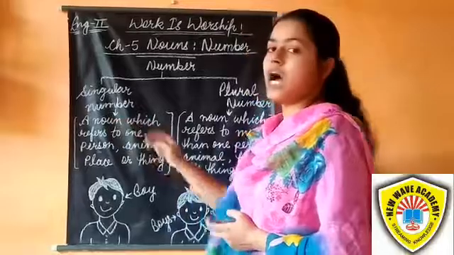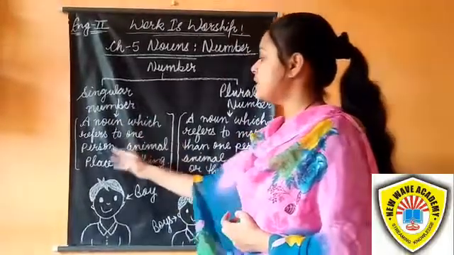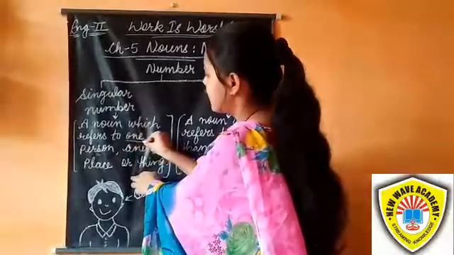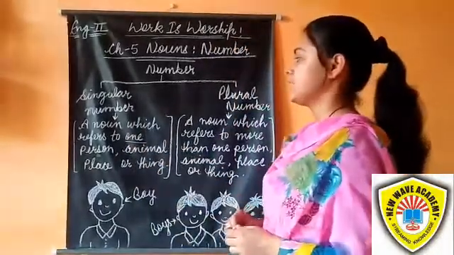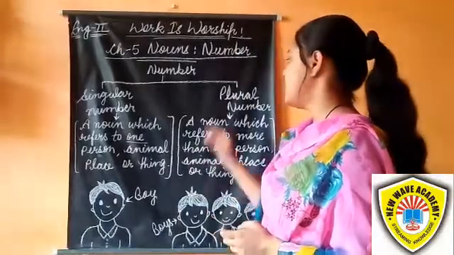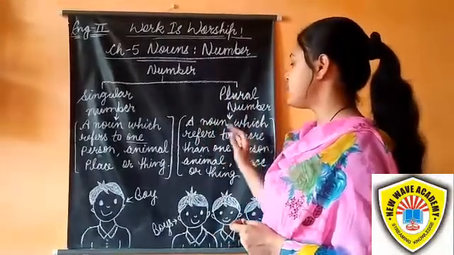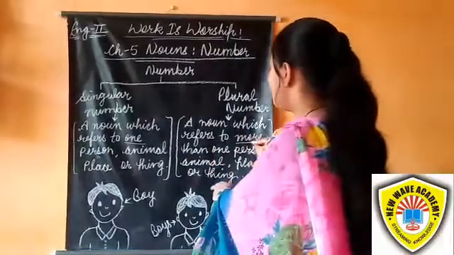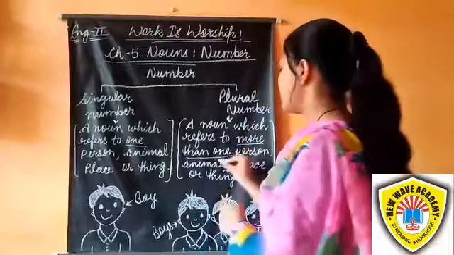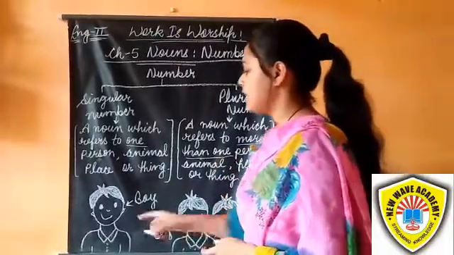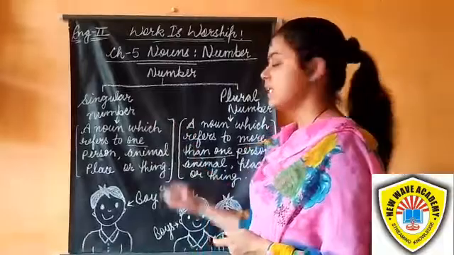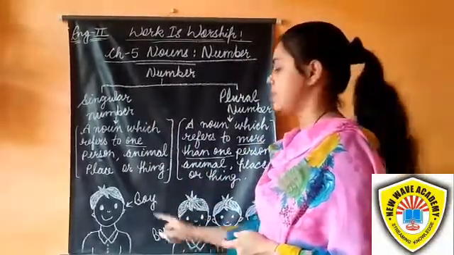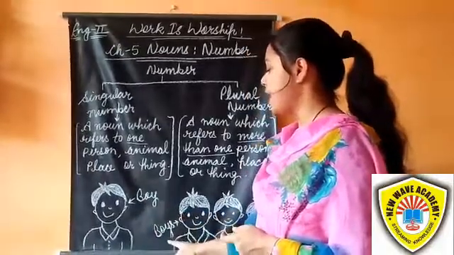Singular number: a noun which refers to one person, animal, place or thing. That's called singular number. Plural number: a noun which refers to more than one person, animal, place or thing. For example, here is one boy which is included in singular number. Here is more than one boy which is included in plural number. We write boy and we write boys.